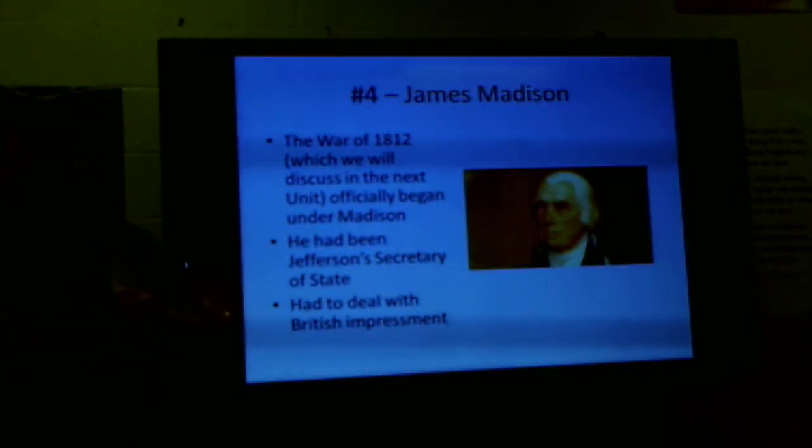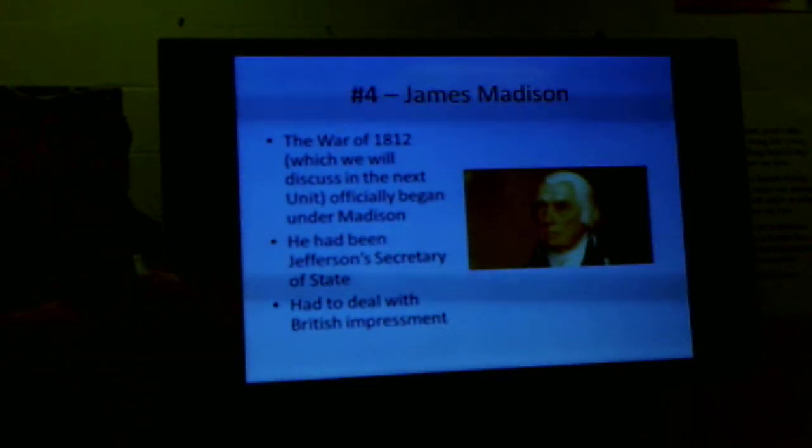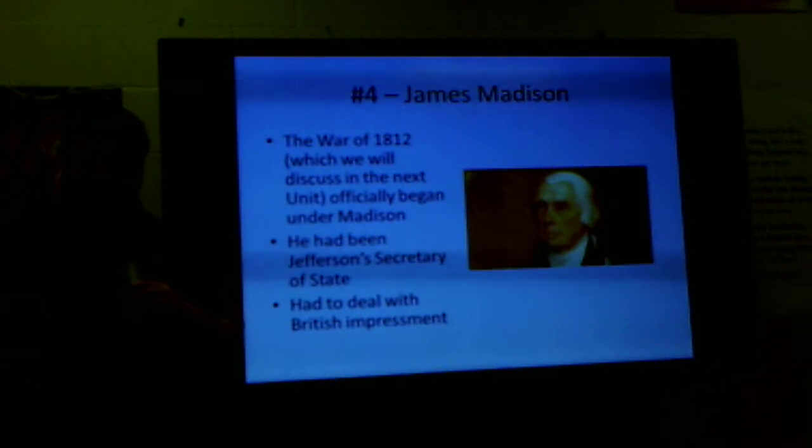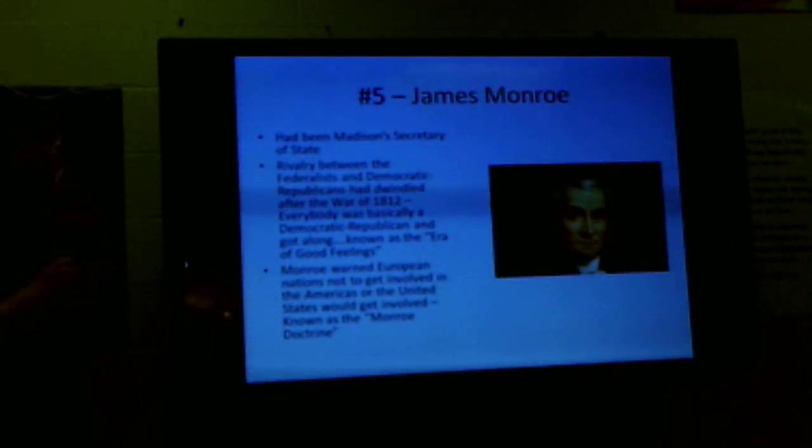Impressment, as you'll see, simply means that they were kidnapping our Americans and forcing them to serve on British ships, forcing them to be in the British Navy. And that's something that we're not going to put up with. That's what impressment means. The fifth president was James Monroe.